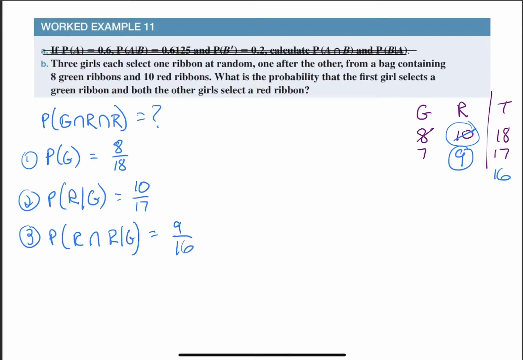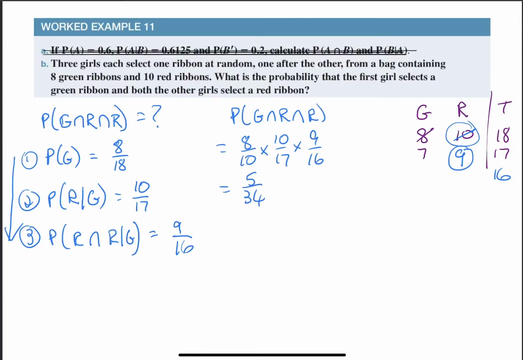Now I can go back and say the probability of having green and red is in the same order that we have gone down over here. It doesn't matter which order. That's going to be 8 out of 18 times, and remember, in probability, if I say and, it is multiply, 10 over 17 and 9 over 16. If I multiply that out, my answer is 5 in 34. If this is a non-calculator paper, you'll just leave it as 5 over 34. You'll need to be able to simplify that.